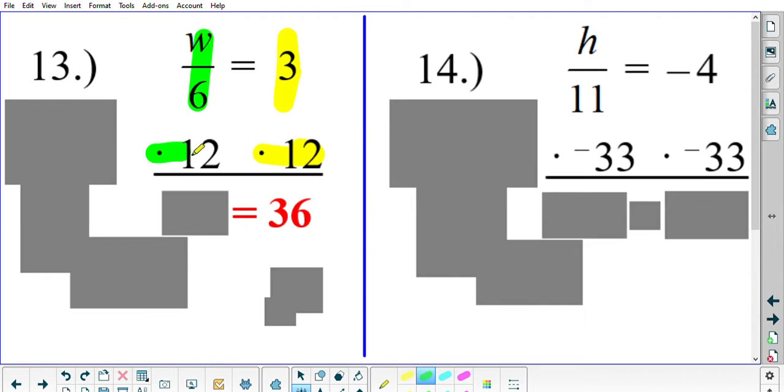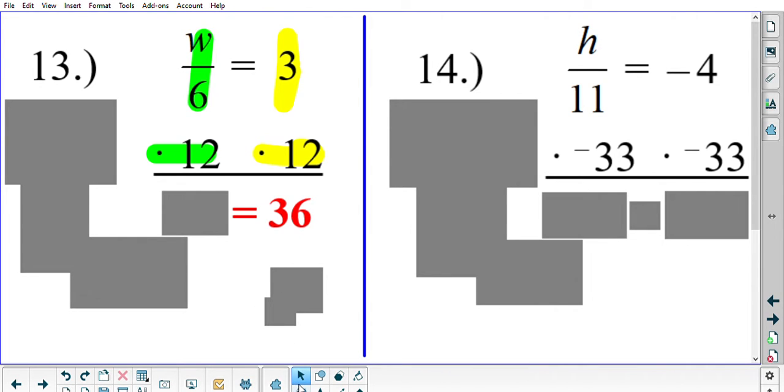So how in the world do I do that? Well, let me tell you what's not going to happen. That 12 is not going to get multiplied to the 6. Why? Because the 6 is in the denominator of a fraction, and a whole number of 12 is not the same as 12 being in a denominator of a fraction.